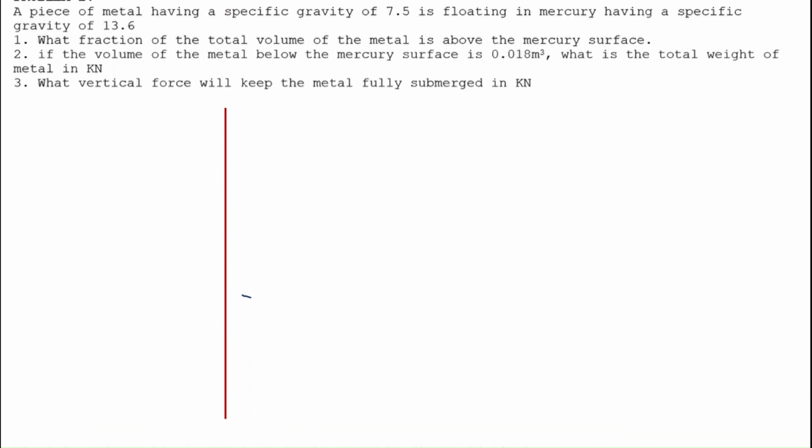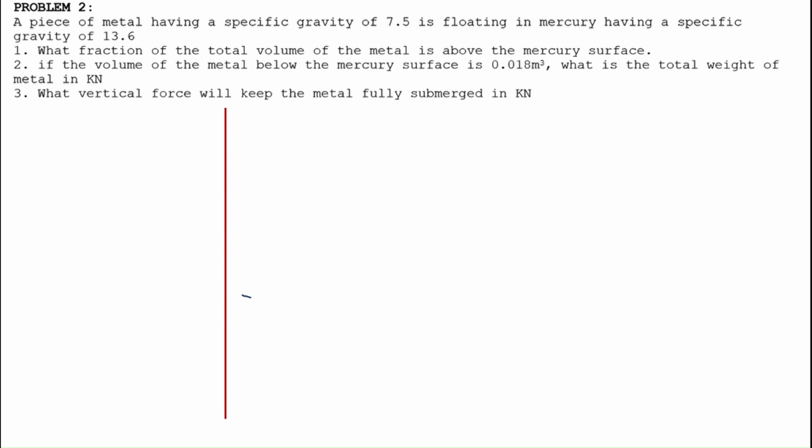Problem number 2. A piece of metal having a specific gravity of 7.5 is floating in mercury having a specific gravity of 13.6. Number 1. What fraction of the total volume of the metal is above the mercury surface? Number 2. If the volume of the metal below the mercury surface is 0.018 cubic meters, what is the total weight of metal in kilonewton? Number 3. What vertical force will keep the metal fully submerged in kN?